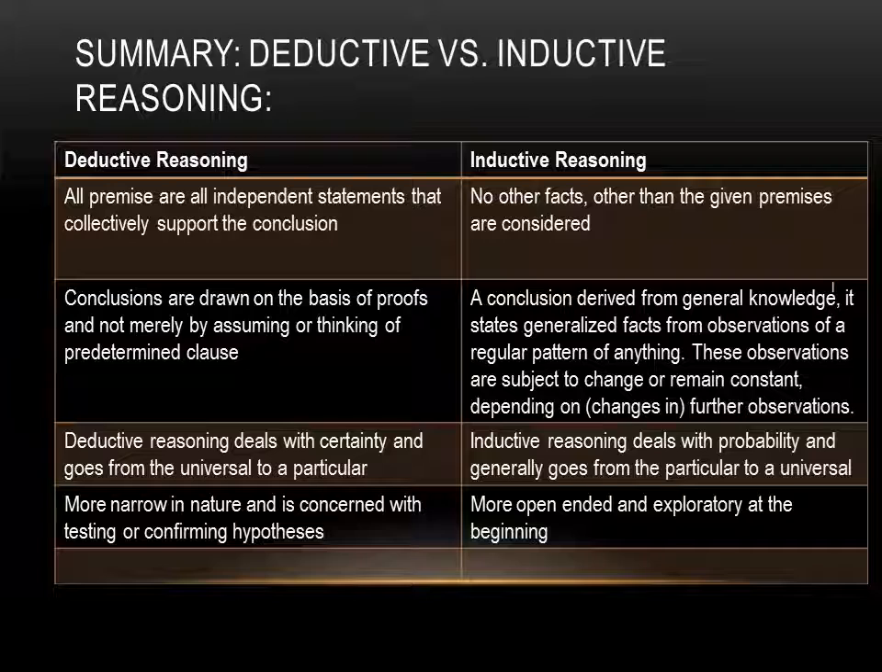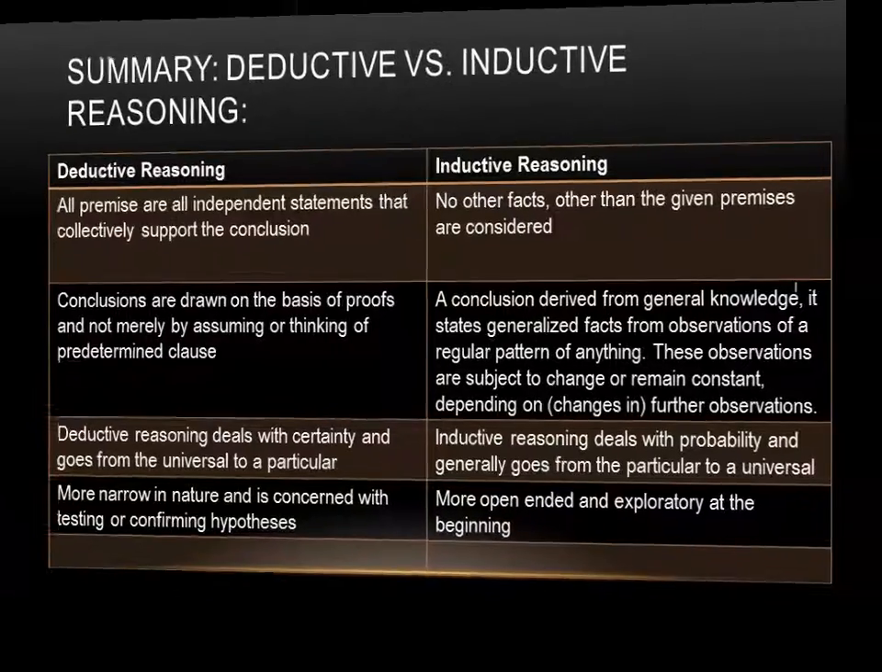Deductive reasoning deals with certainty and goes from the universal to a particular. Inductive reasoning deals with probability and generally goes from the particular to a universal. Deductive reasoning narrows in nature and is concerned with testing and confirming hypotheses.